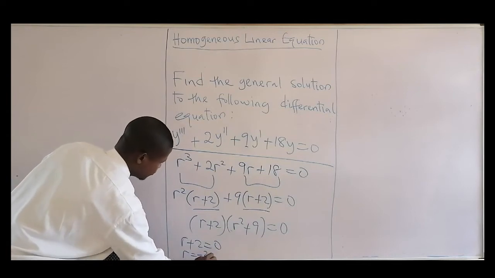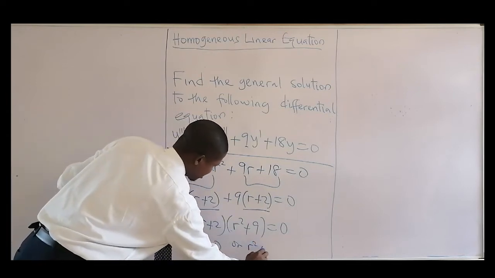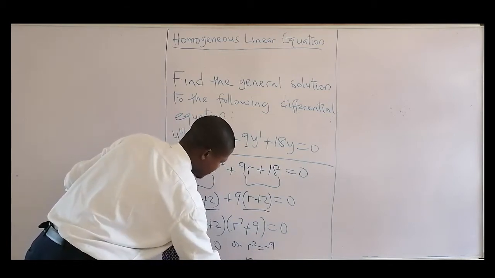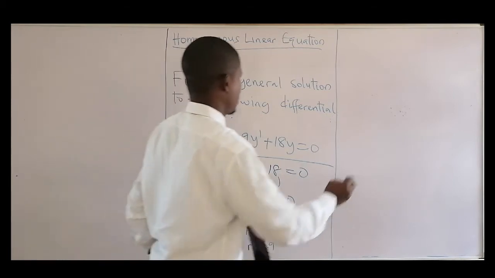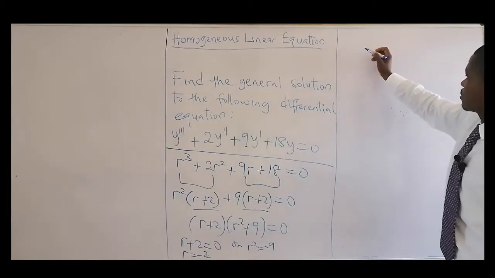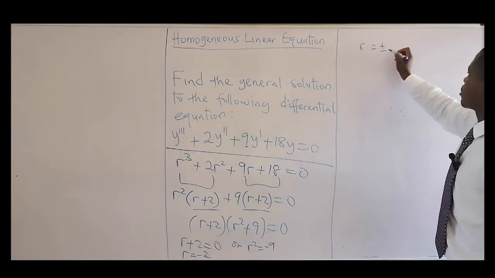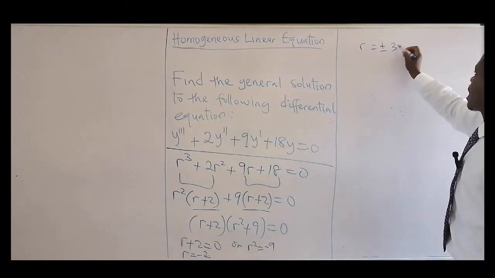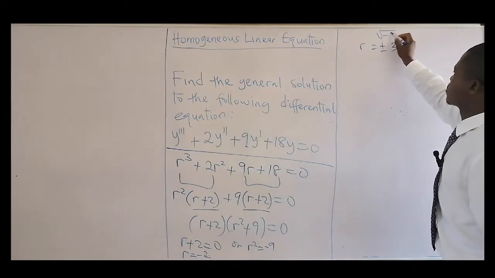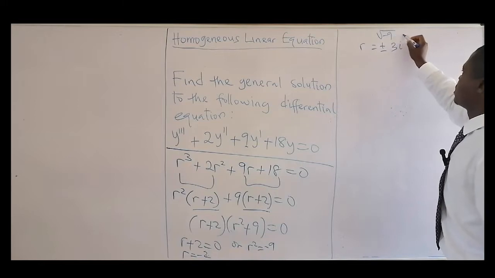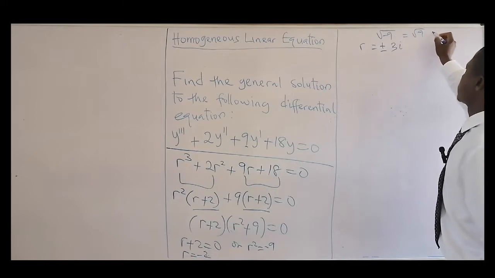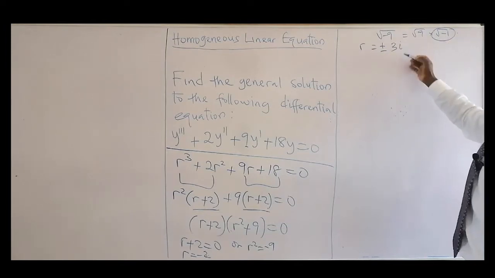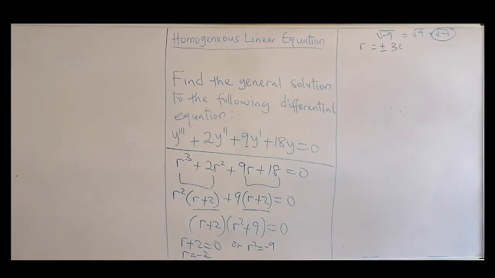R equal to minus 2, or R squared equal to minus 9. So in that case, R will become plus or minus the square root of minus 9, which is 3i. The square root of minus 9 means root 9 times root minus 1, and the root of minus 1 is the complex number i. So that's what we have there.